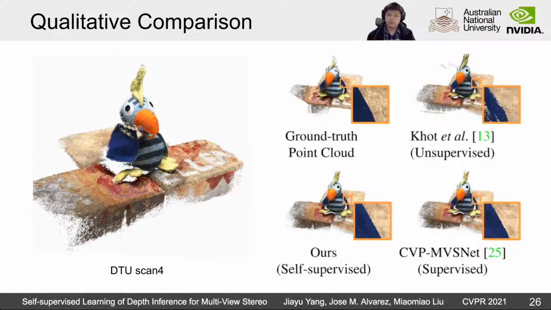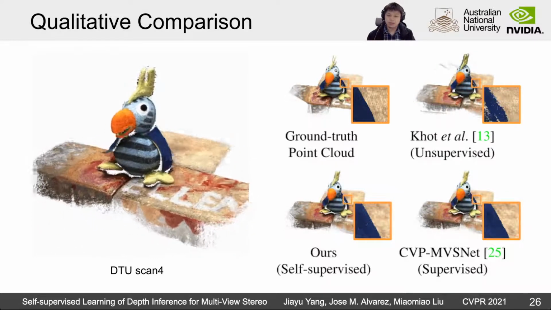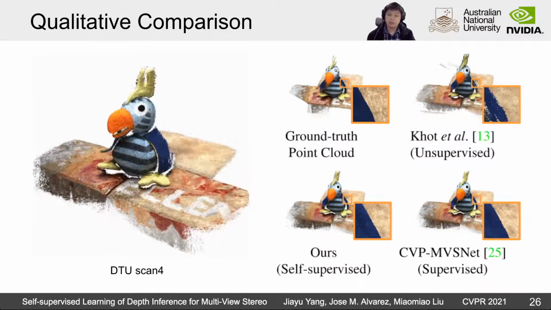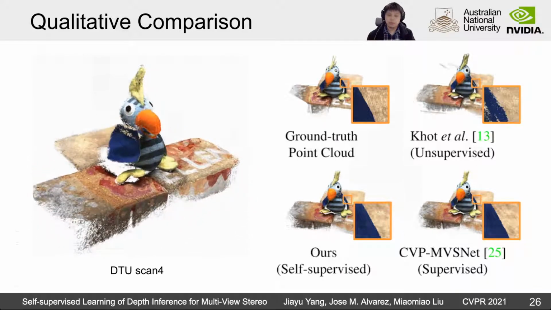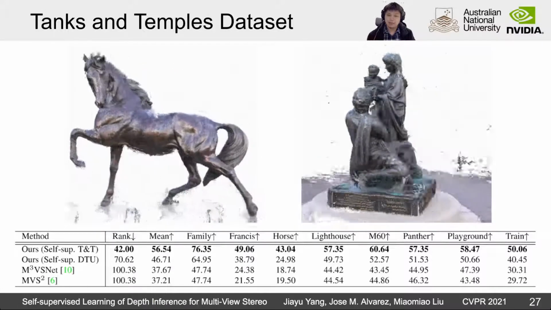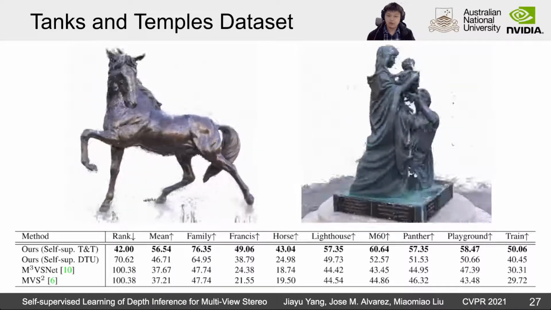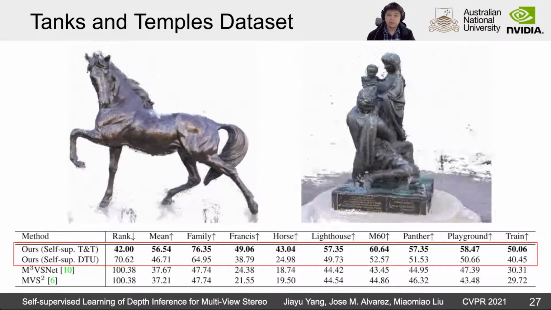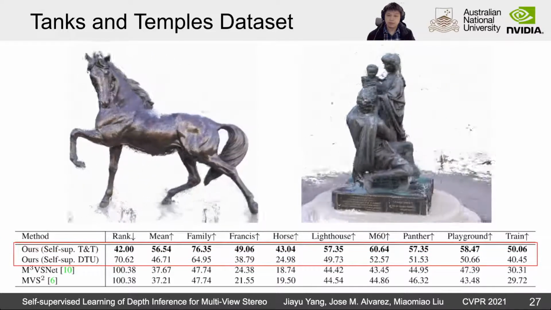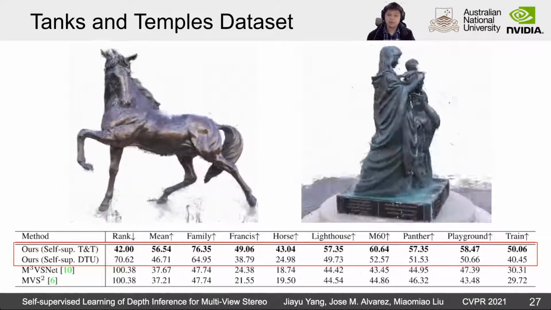Our method can achieve better completeness compared to existing unsupervised networks and can achieve similar reconstruction quality compared with its supervised counterpart. We also directly test the model trained on the DTU dataset on the Tanks and Temples dataset without any fine-tuning. Our result clearly outperforms existing unsupervised MVS networks. Fine-tuning on Tanks and Temples training data can further boost the performance.